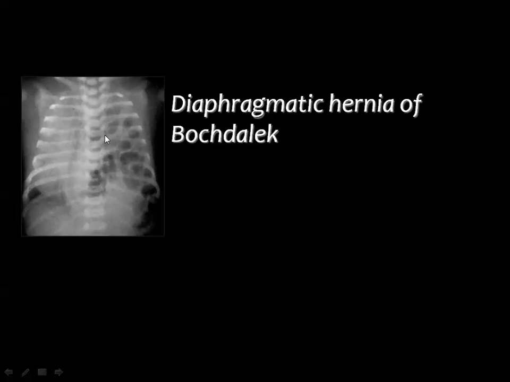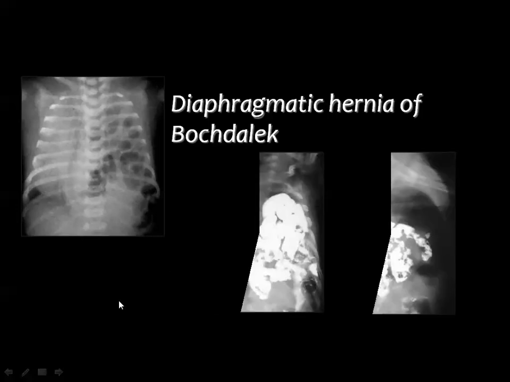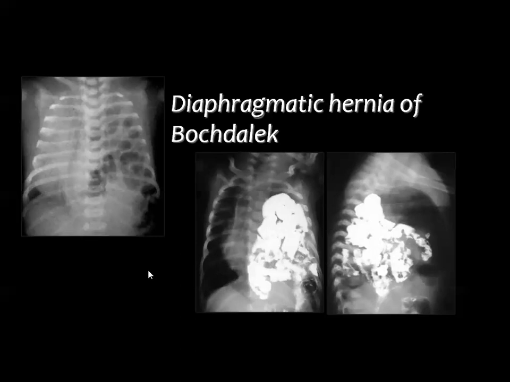And if you see a lesion like this one, and you see multiple air containing shadows within the hemithorax, and these shadows are continuous with the gas shadows in the abdomen, you are sure that this is a diaphragmatic hernia. And you may give barium, and you see that there are a lot of bowel loops located in the posterior mediastinum, and this is hernia of Bochdalek.